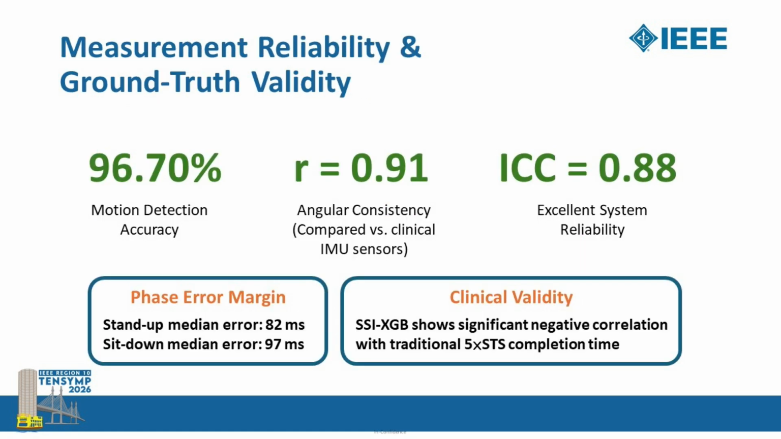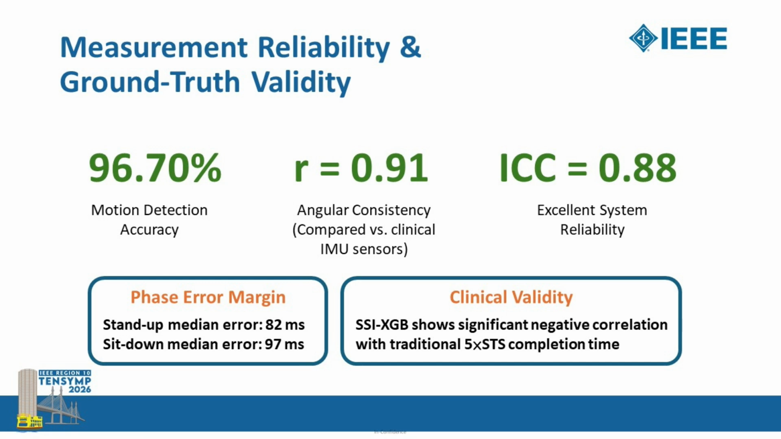A total of 120 participants aged 18 to 75 years were recruited for validation. The results show motion detection accuracy reached 96.7%. Timing errors for standing and sitting transitions were only 82 milliseconds and 97 milliseconds respectively, which are clinically acceptable. Regarding real-time performance, on desktop computers, the system achieves 25 to 30 frames per second. On an iPhone 12, performance remains between 20 to 25 frames per second, ensuring smooth operation on mobile devices.